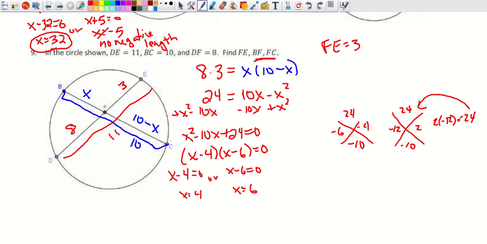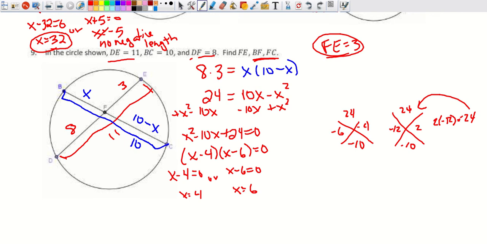We can't figure out these based on the work until we know which is bigger, BF or FC. So I label my parts. DE is 11, that's the whole line, okay, from D to E. But DF is 8, so that means FE has to be 3. So we got the first answer, DF is 3. And that means when I do part times part, I'm going to do 8 times 3 for the first chord.